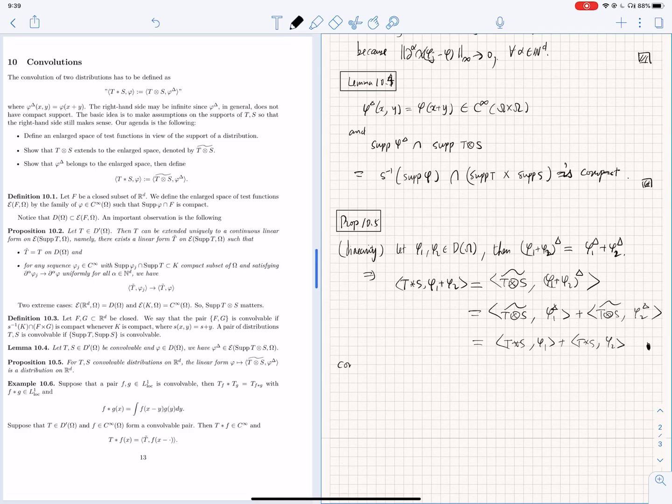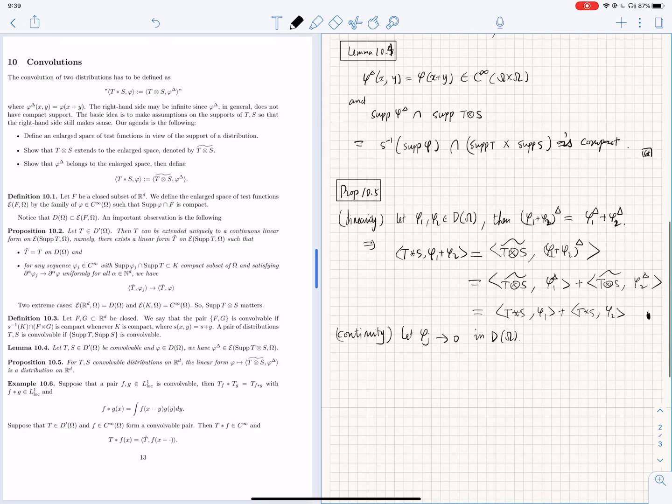So then we want to show also the continuity. For that, let's consider phi j converging to 0 in D(omega). Okay, so it's a sequence of test functions converging to 0, and we're going to show that the convolution of T and S applied to phi j converges to 0. This is the goal, right? Then we have that.